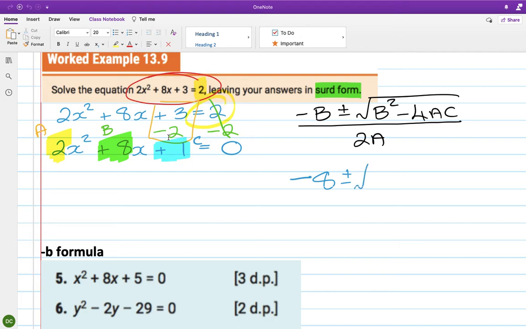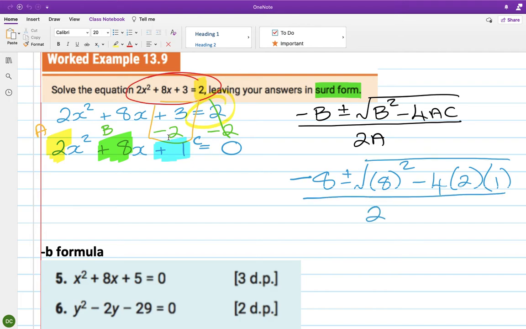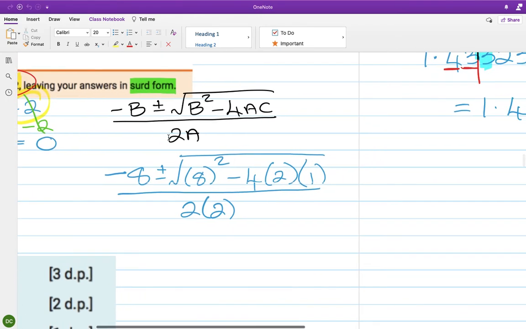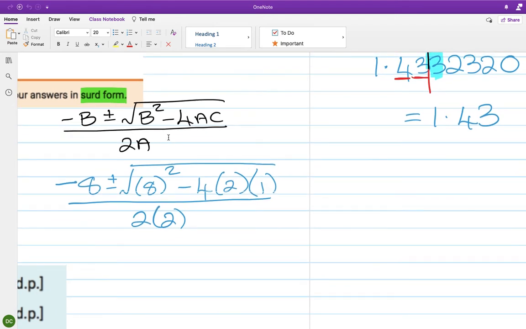B is 8, so I put that in and I square it. Then I have minus 4, it'll always be minus 4. A is 2 and C is 1. And that's over 2 times A, which is 2 times 2. Okay, so we will keep moving across.